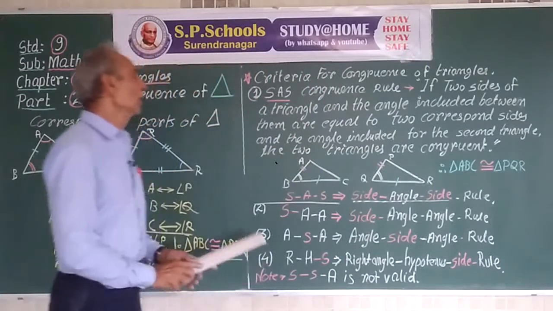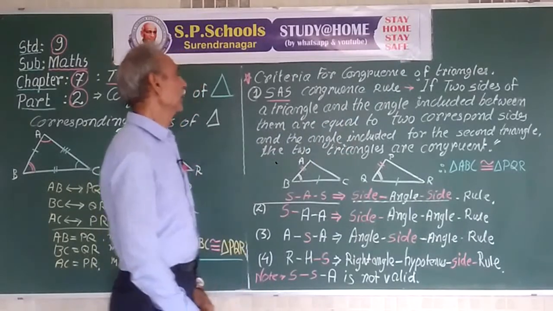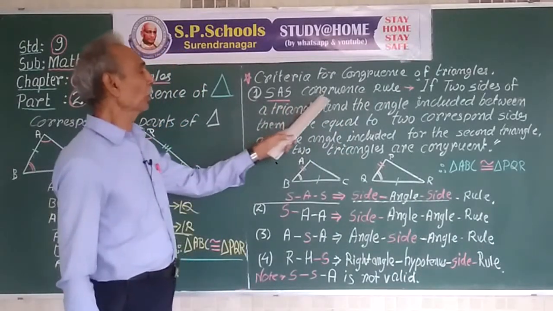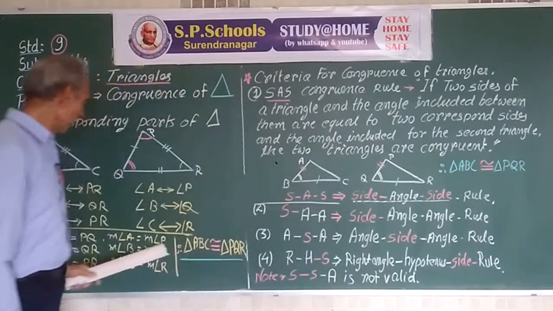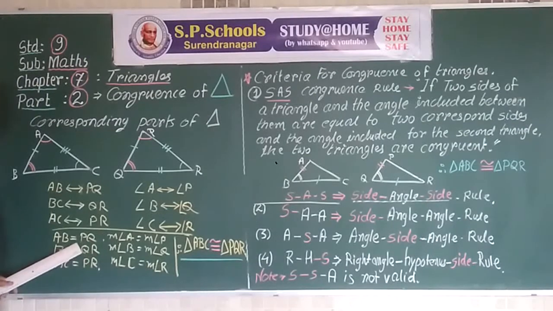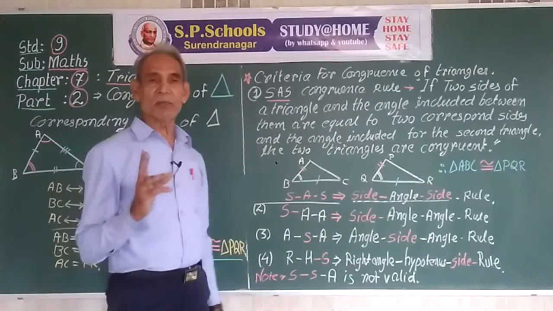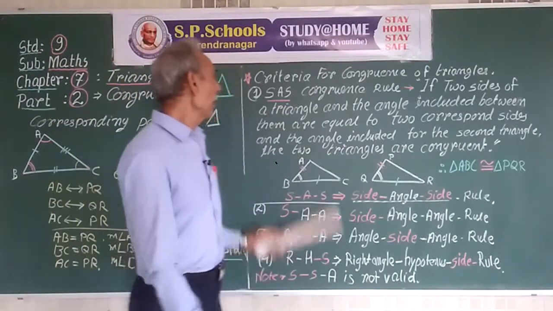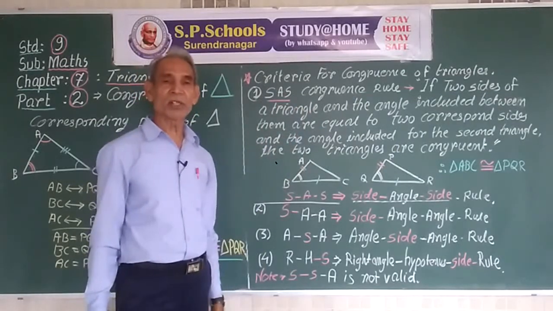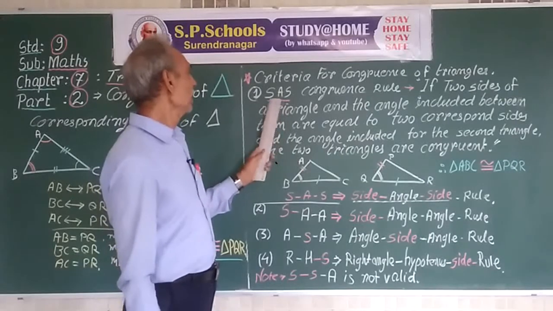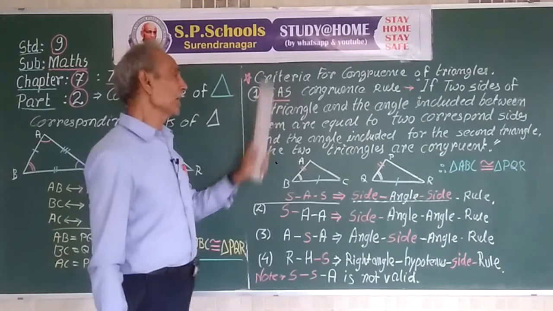Now, criteria for congruency of the triangles. SAS congruence rule. Here we have seen that there are 3 sides and 3 angles. That is 6 factors in all. But even though 3 out of these 6 factors are considered, SAS stands for side, angle, side.